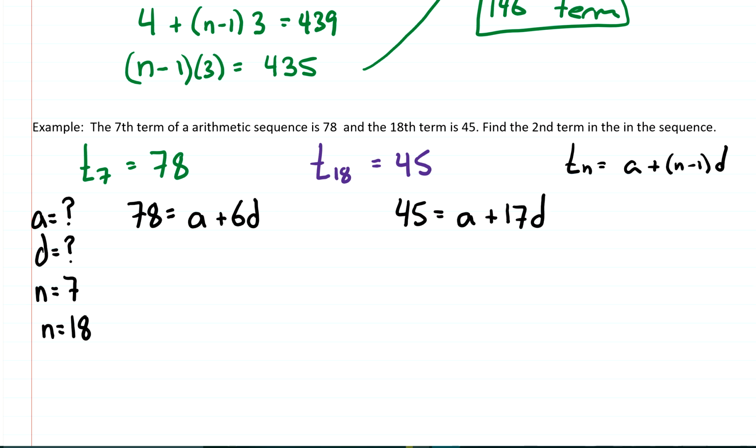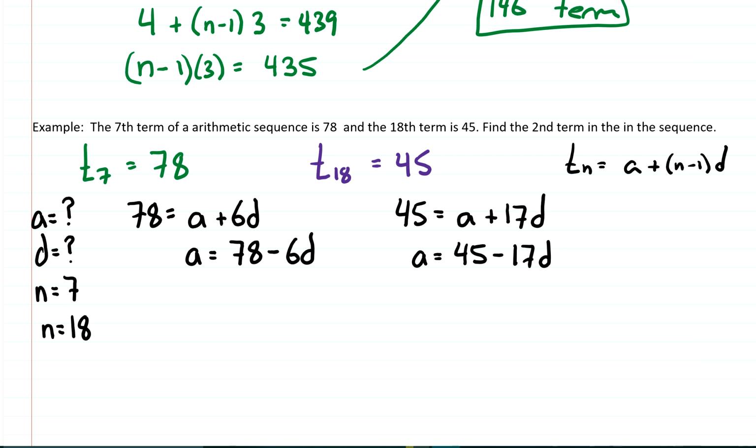So really we have two unknowns, A and D, and the only way to solve for two unknowns is to have two equations that we can work with that both contain A and D. So we have that now. One way to solve that would be maybe to isolate the A in one of the equations. So A is equal to 78 minus 6D. And for the other equation, we would have 45 equals A plus 17D. So we could isolate that A or even substitute the A in. It's really up to you how you want to do it. But I'll isolate A's here. So A is equal to 45 minus 17D.